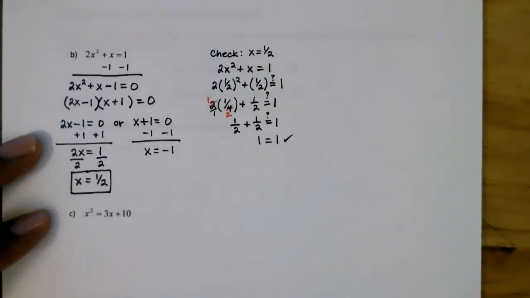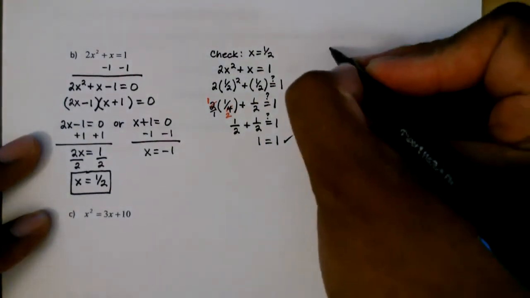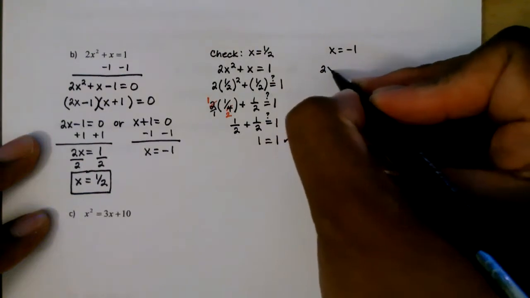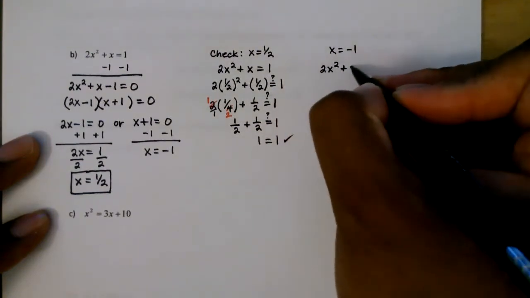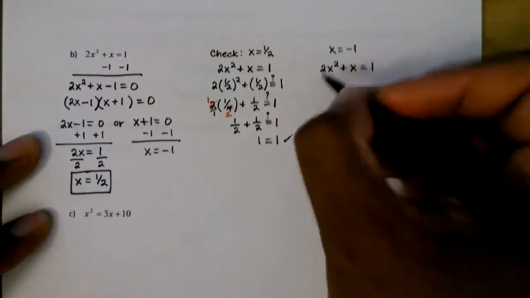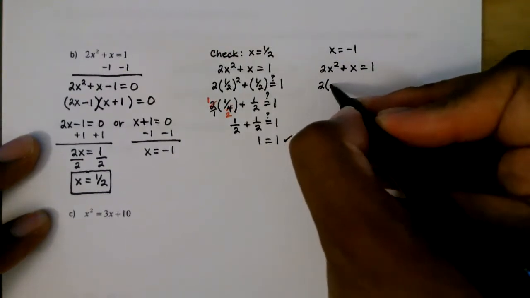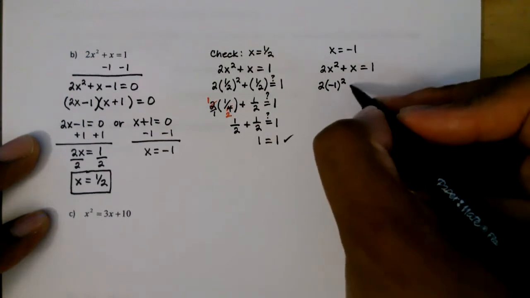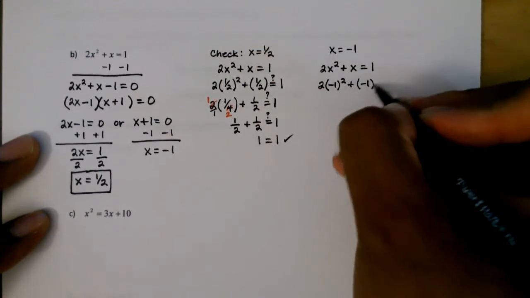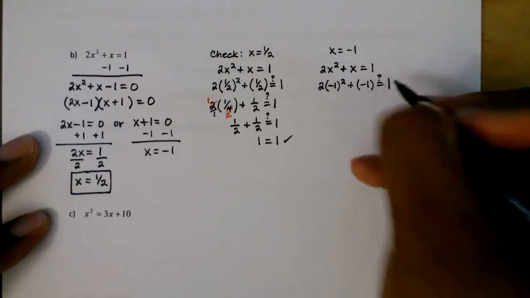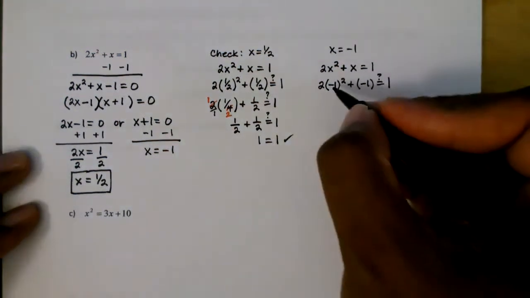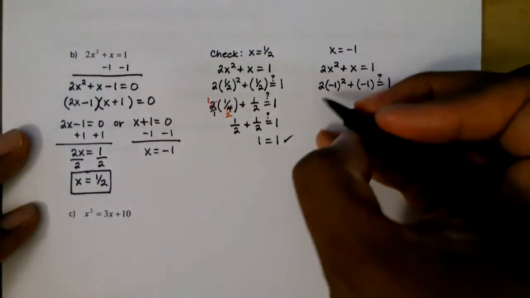And now for x equal negative 1. We'll substitute each x in that original equation with negative 1. So I get 2 times negative 1 squared plus negative 1. I want to know if that's going to end up being equal to 1. If I square a negative, that's going to be positive. So negative 1 squared will be positive 1.